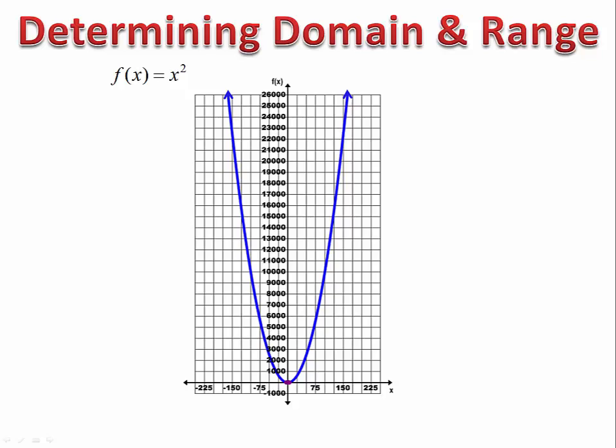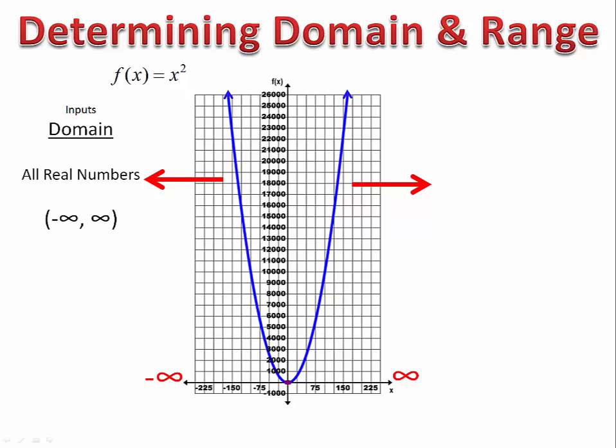When we look at the domain, we're looking from left to right for the inputs. The graph continues moving to the left toward -infinity, and it also continues moving to the right toward +infinity. It will continue moving left forever, and it will also continue moving to the right. That means we can input any real number into this equation. The domain is all real numbers from -infinity to +infinity.